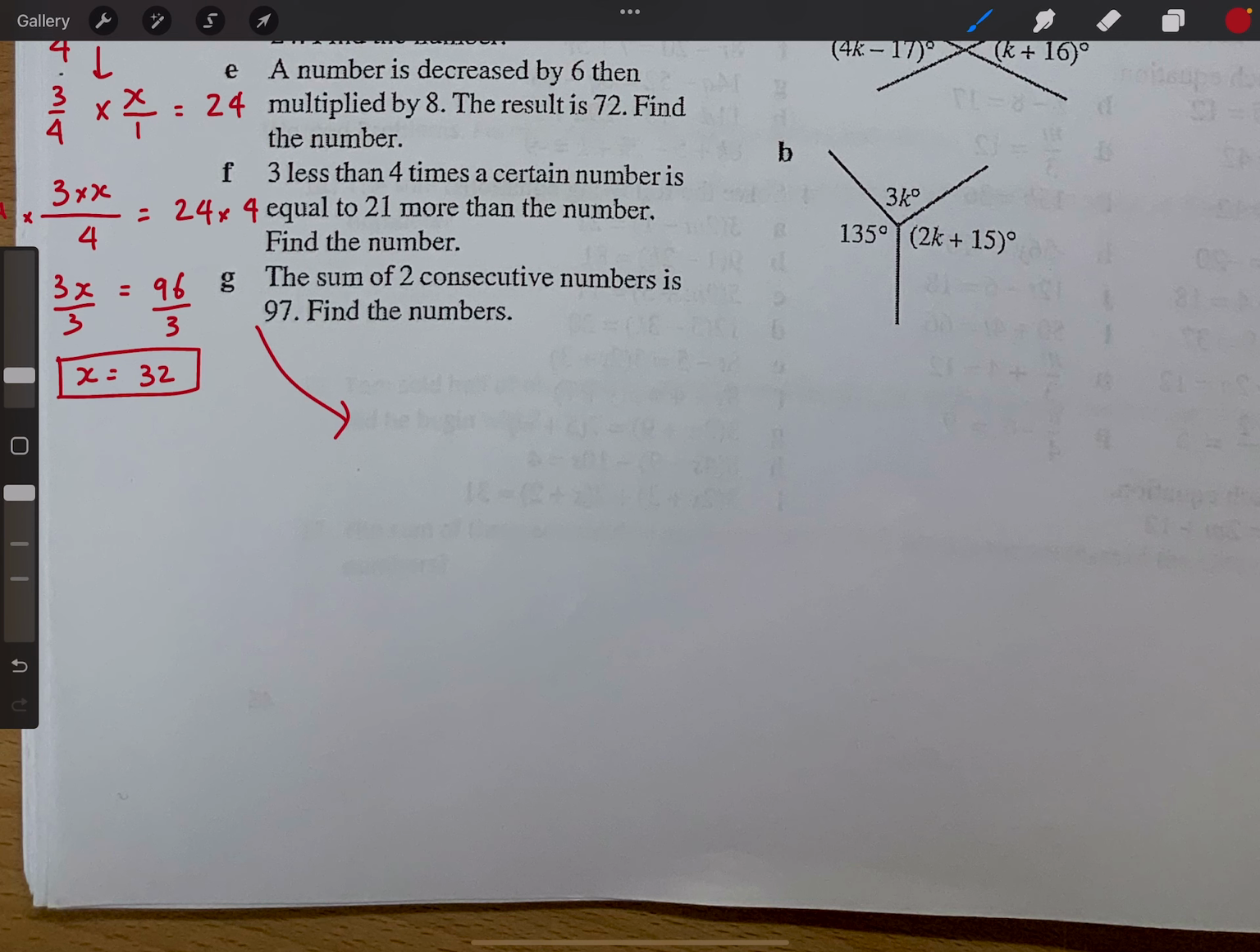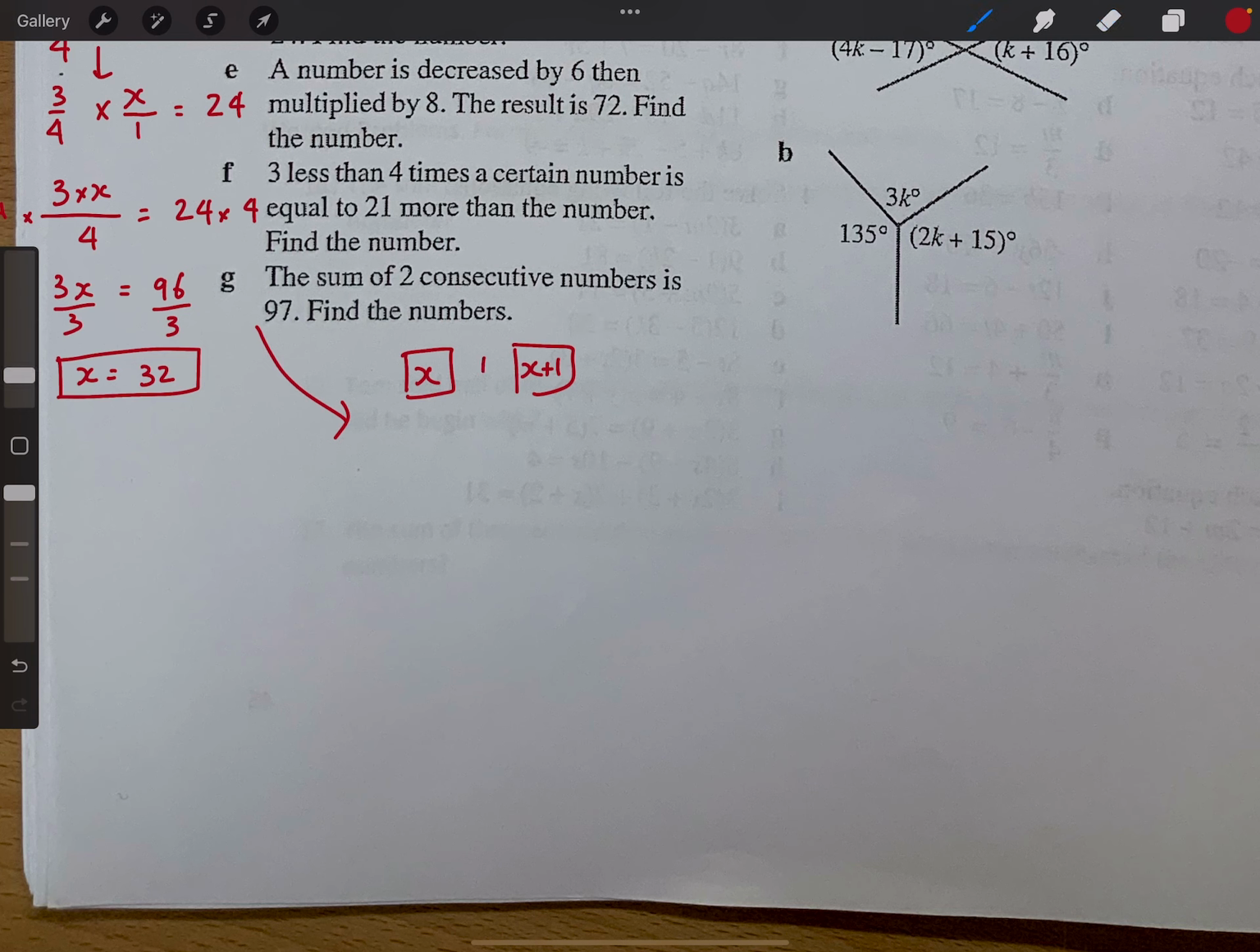As long as the numbers are increasing by a certain number, then that can be considered consecutive. So normally it goes up by 1. So if I have a number, let's say 5, the next consecutive number will be a 6, and so on. The sum of 2 consecutive numbers is 97. So we have 2 numbers. Now this second number is 1 larger than the first number. So let's call the first number x, and the second number will have to be x plus 1.